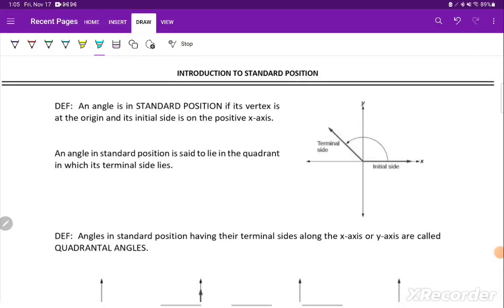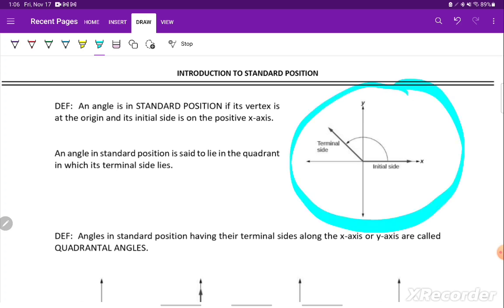This video introduces standard position. An angle is in standard position if its vertex is at the origin and its initial side is on the positive x-axis. This diagram gives us an angle in standard position. We're going to do this a lot in trigonometry. So our initial side coincides with the positive x-axis, and then our terminal side is just somewhere else.